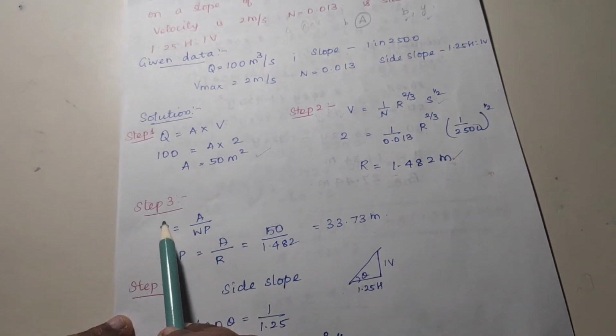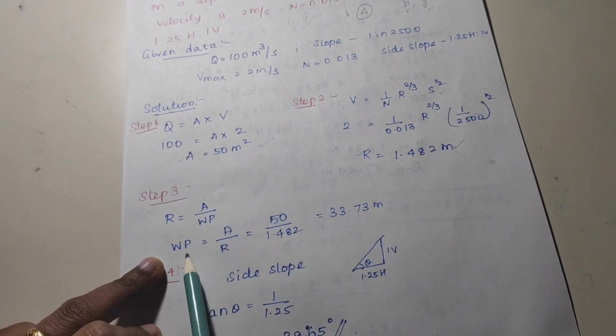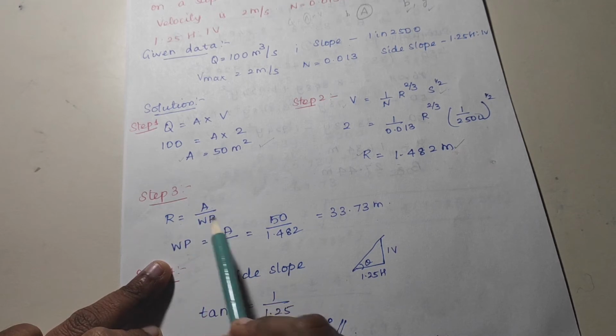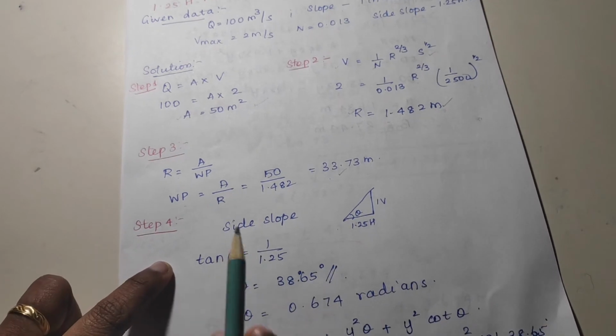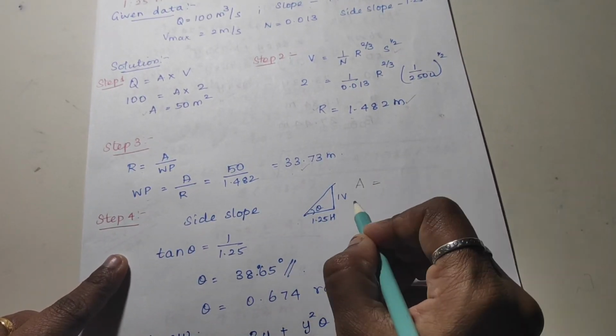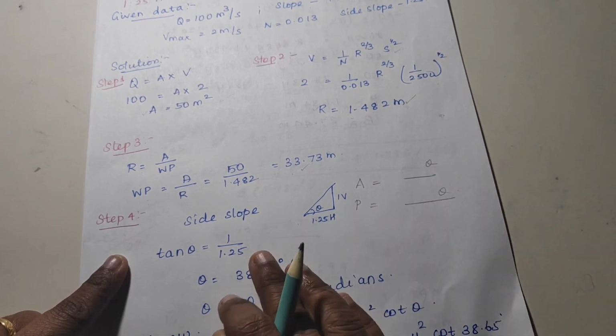Okay, so the third step is we know R and we know A. From that you can easily find out what is the wetted perimeter. So R is equal to area divided by wetted perimeter. So you got the value. Okay, so the fourth step is we know area is equal to one formula, perimeter is equal to a formula in terms of theta.